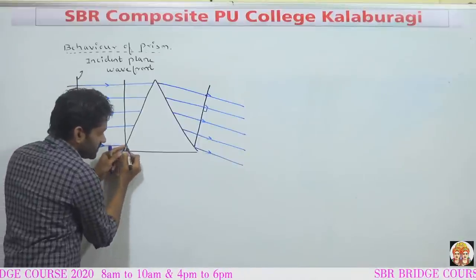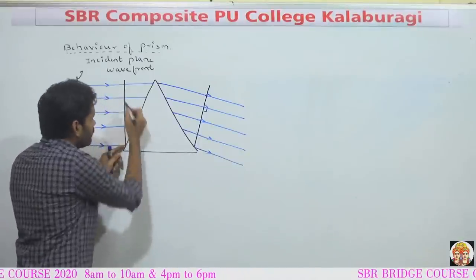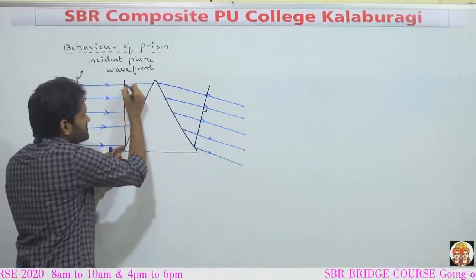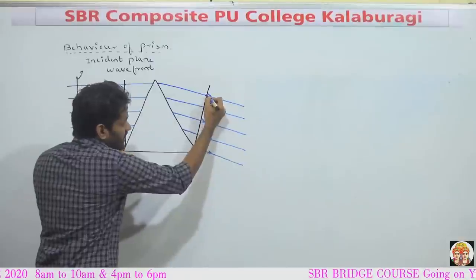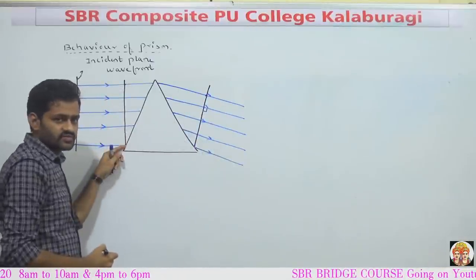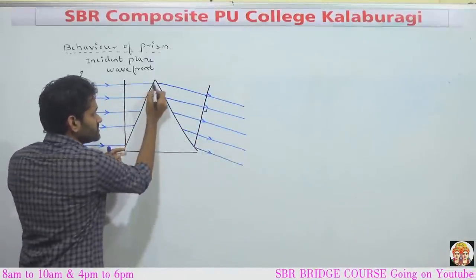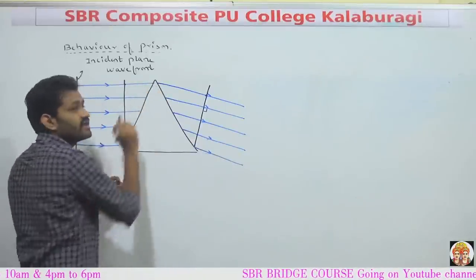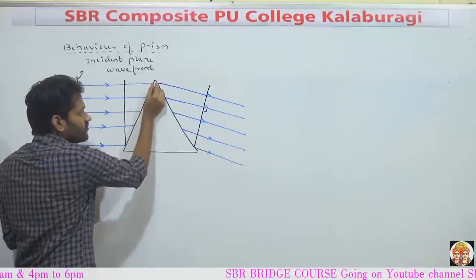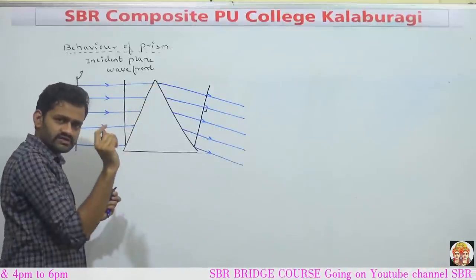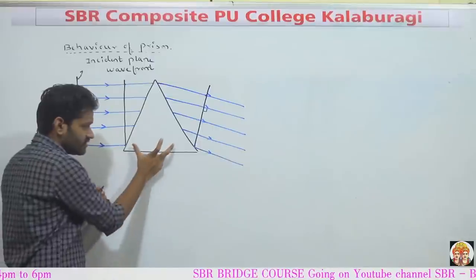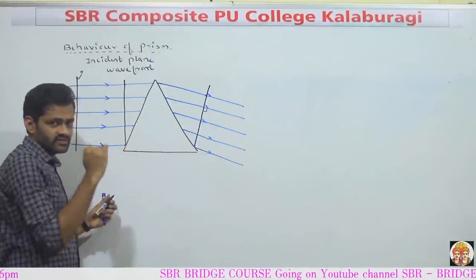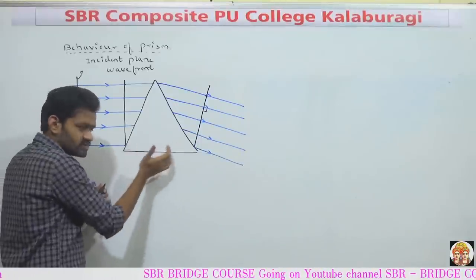When this particle crosses this prism, where will this disturbance be? The disturbance will be at this point. Why? Because the distance traveled by this disturbance in the denser medium is less here. Here only a small distance is traveled by that disturbance in the denser medium. Here, the maximum distance is traveled by this disturbance in the denser medium. So that's why this will slow down.